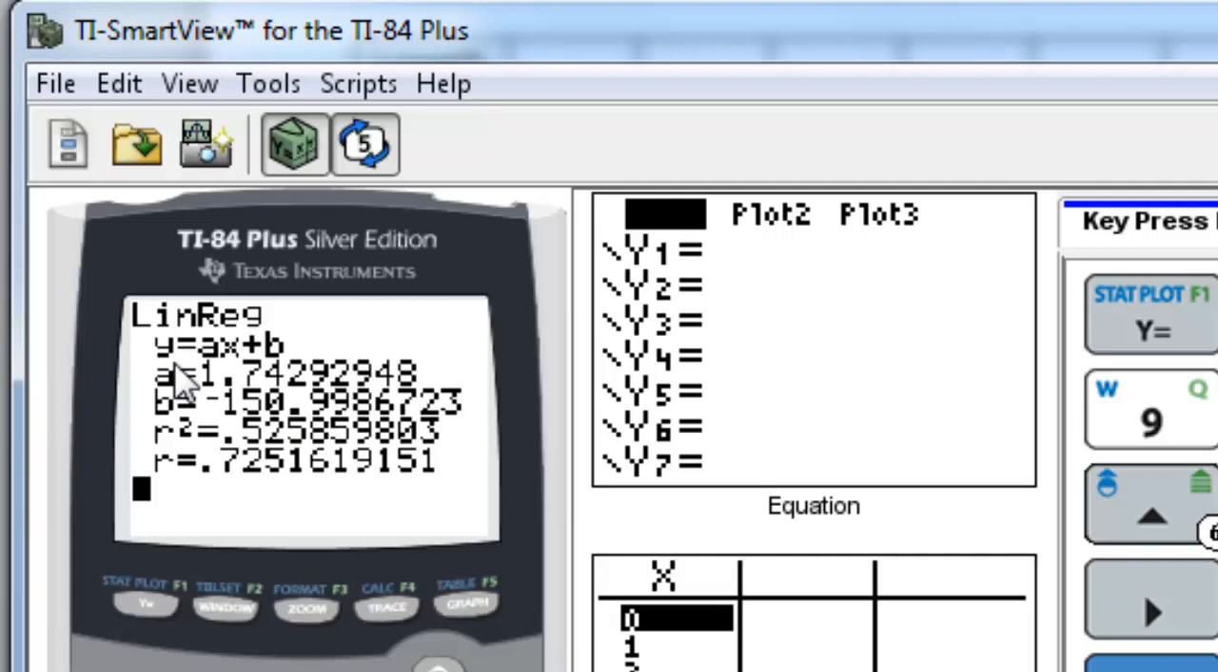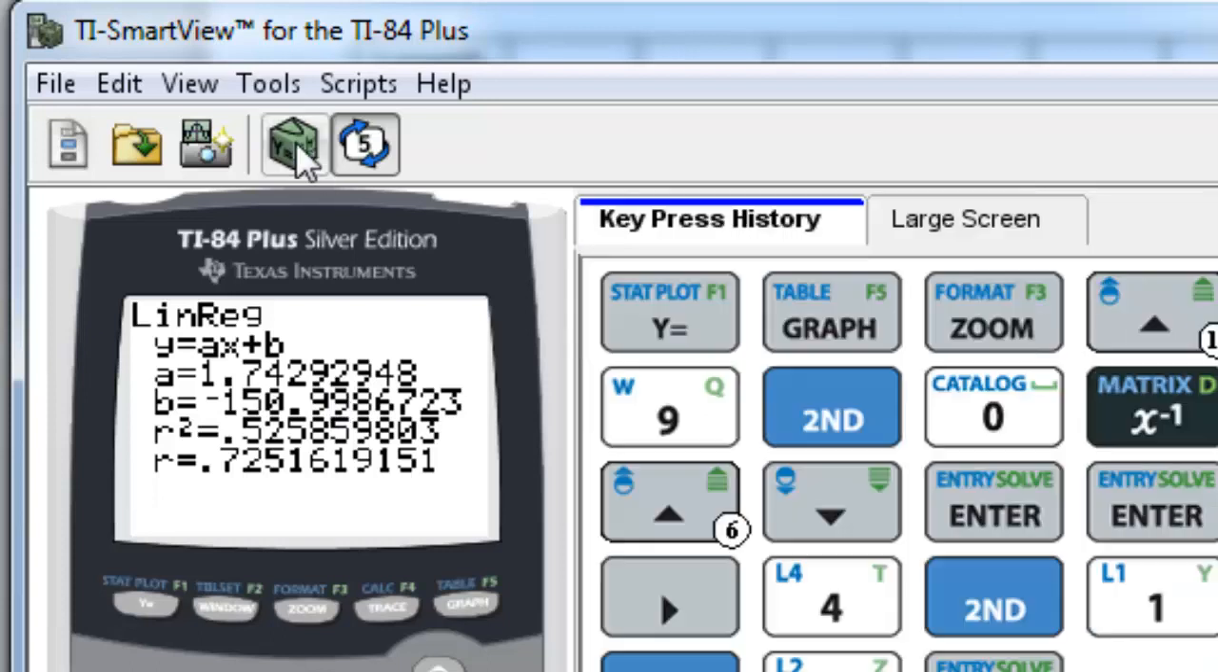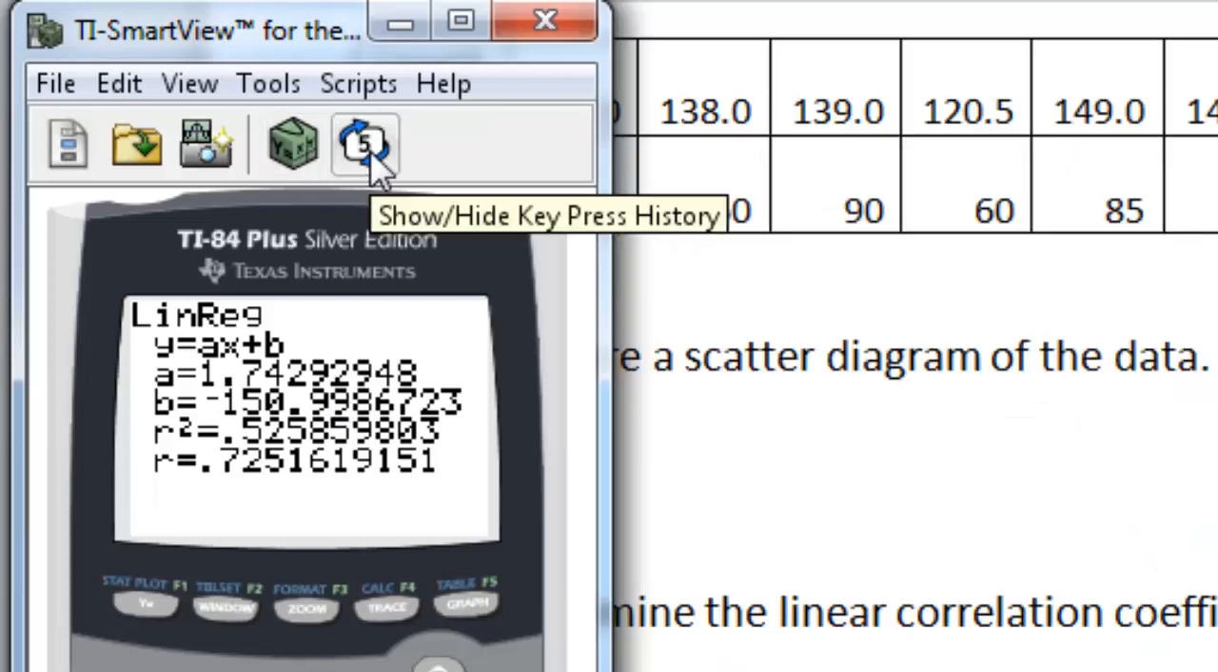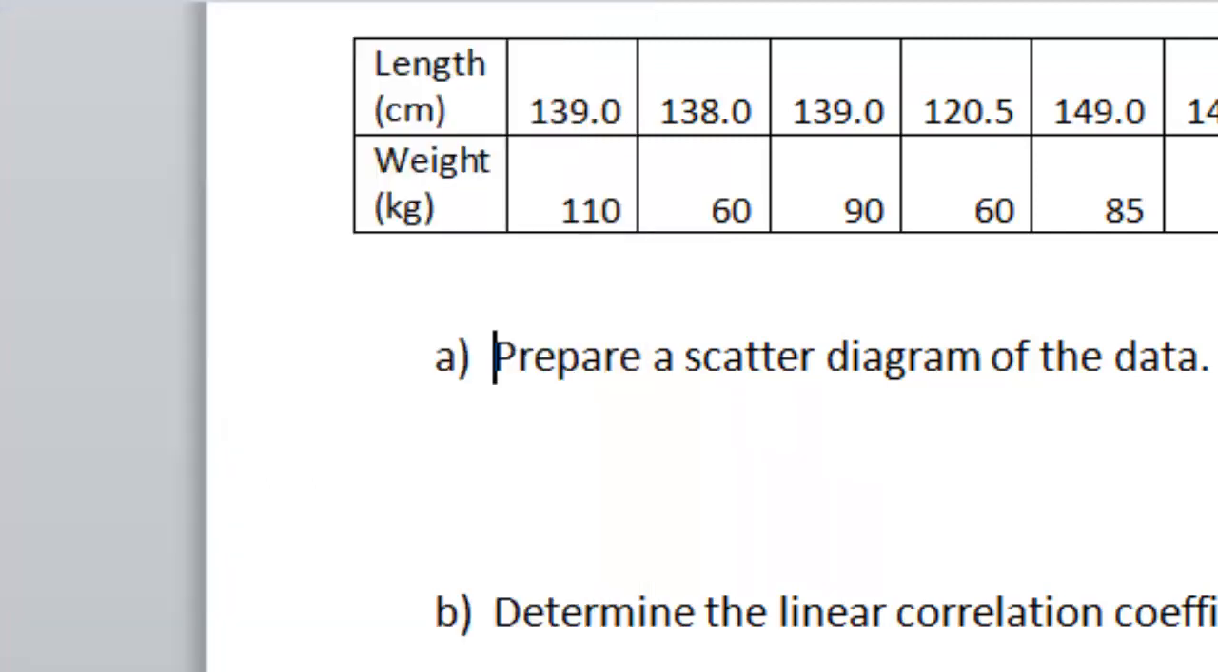So this is a linear regression. If you think back to your algebra course, we had y equals mx plus b. On the calculator, they're calling it y equals ax plus b, but it's the same thing. So we can say that our equation for the height of these bears is y hat equals 1.74x minus 151. Okay.